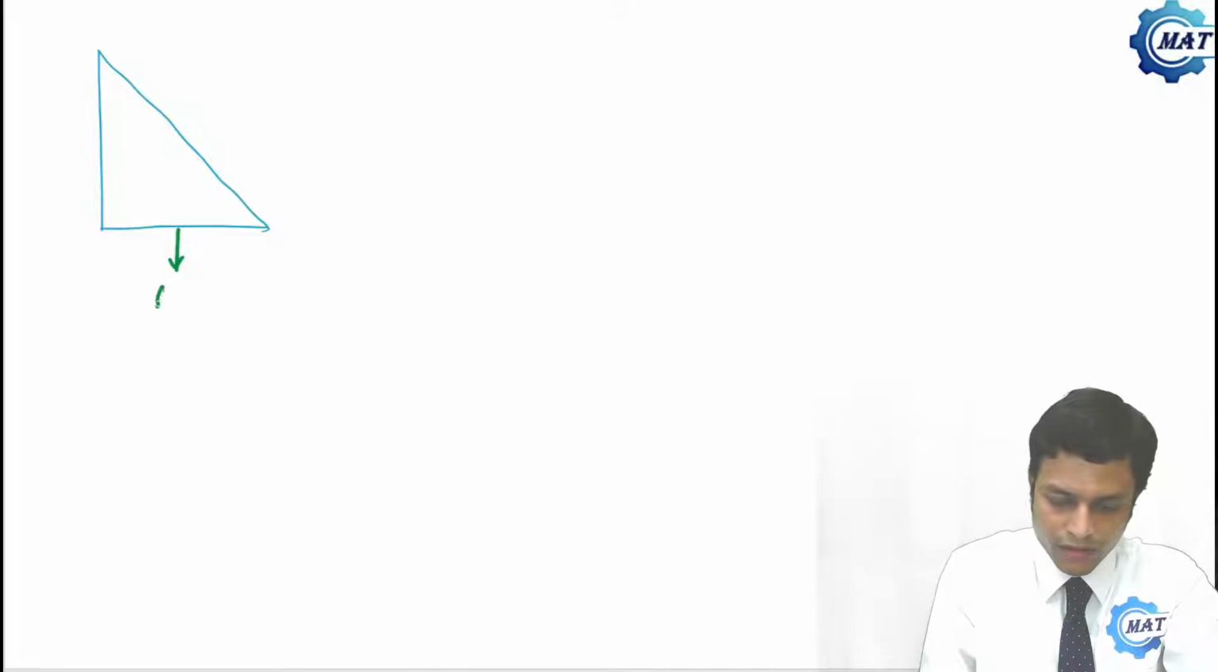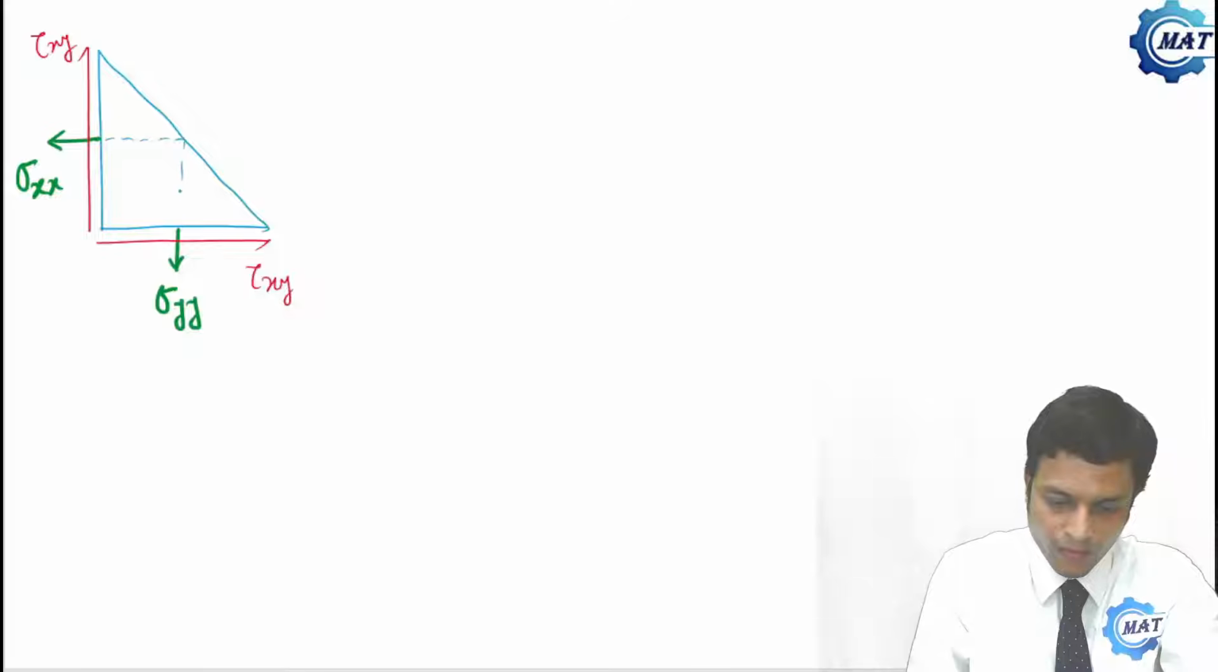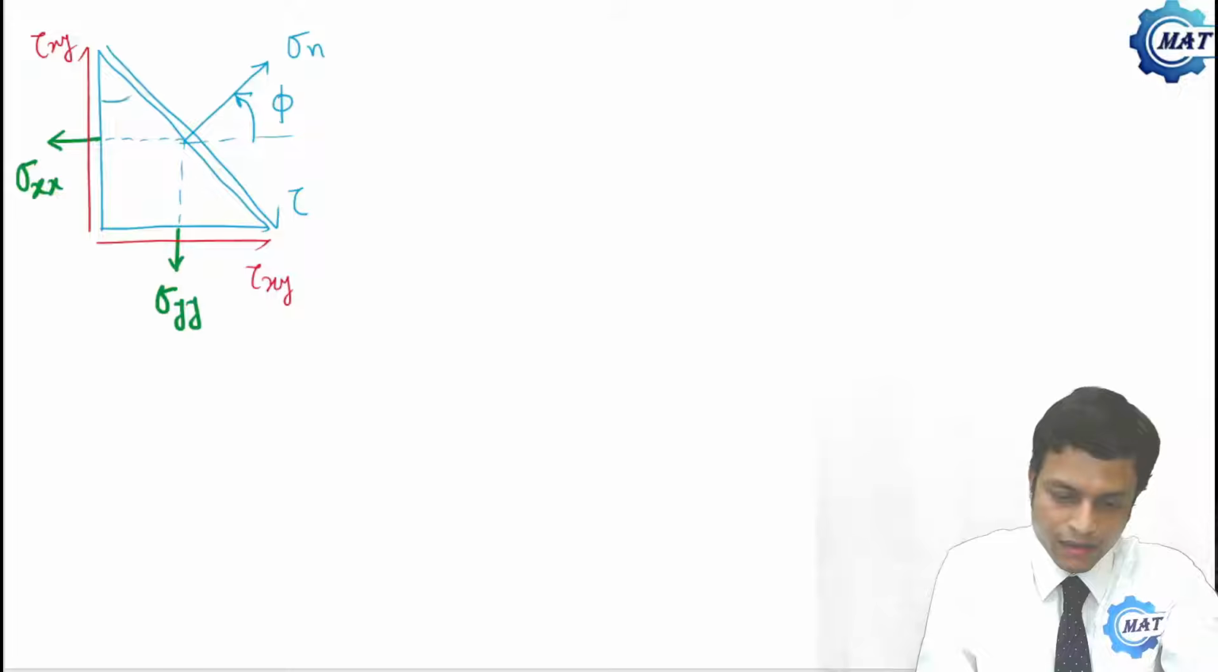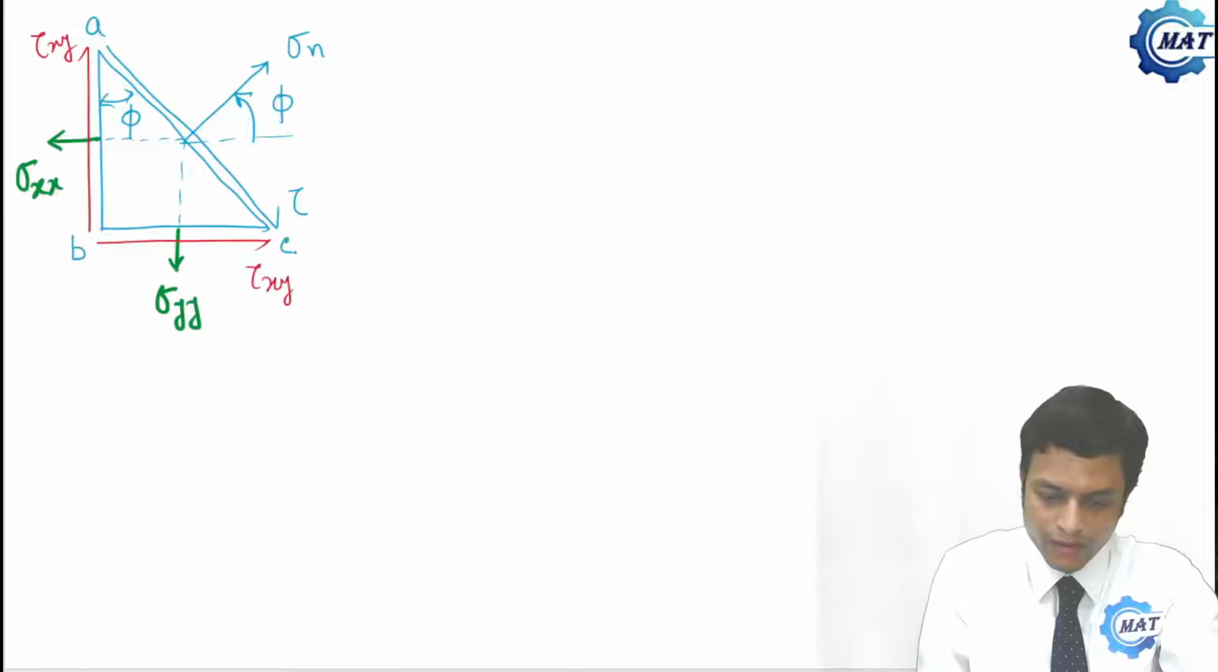This is sigma yy, this is sigma xx, tau xy, this is another tau xy, this is sigma n, and this is tau. This angle is phi, this is also phi, this is also phi. Now A, B and C.